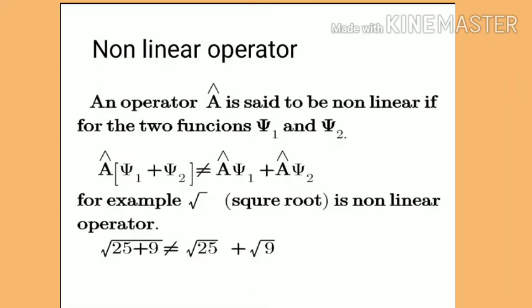Here you can see that the square root of 25 plus 9 is not equal to the square root of 25 plus the square root of 9. So in the left hand side square root is applied on the addition of 25 plus 9, and in the right hand side square root is applied on both the numbers separately, and which is not equal. So we can say that square root is a non-linear function. So what is the example of a linear operator? The example of a linear operator is differentiation.